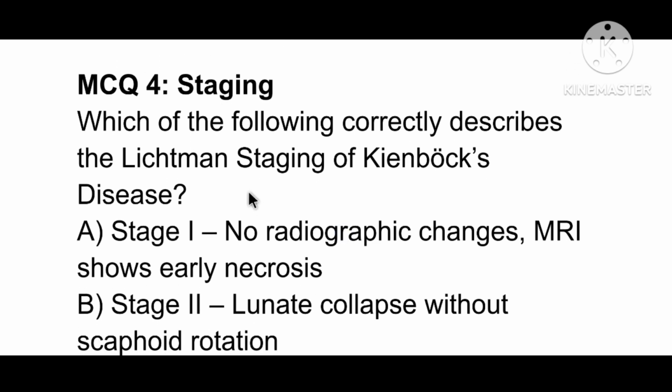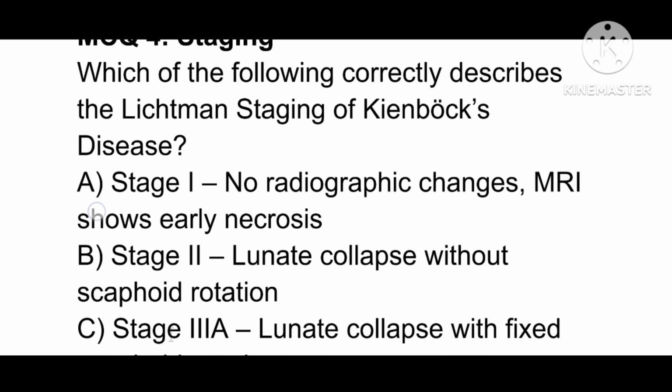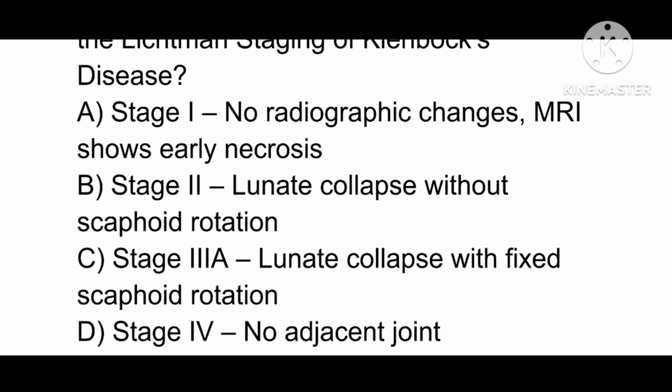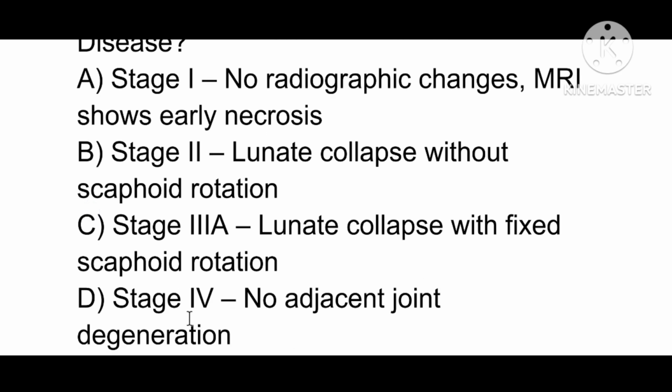Now question 4 related to staging. Which of the following correctly describes the Lichtman staging of Kienbock disease? Option A. Stage 1: no radiographic changes, MRI shows early necrosis. Option B. Stage 2: lunate collapse without scaphoid rotation. Option C. Stage 3A: lunate collapse with fixed scaphoid rotation. Option D. Stage 4: no adjacent joint degeneration. What is the answer?